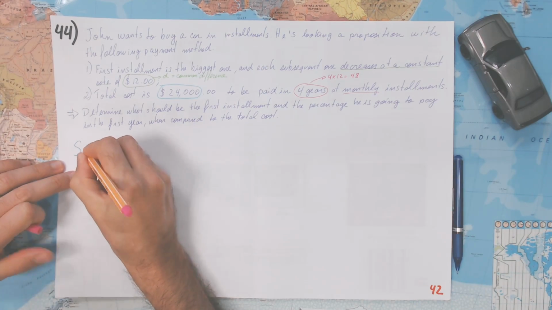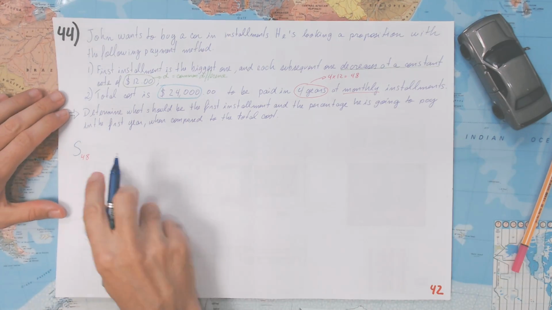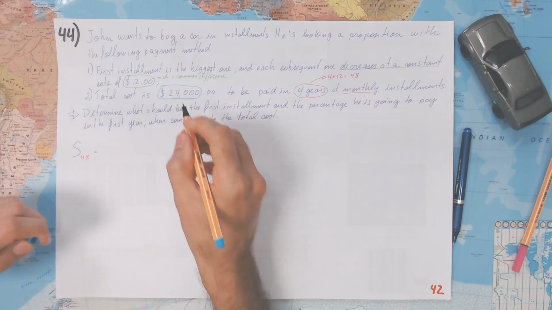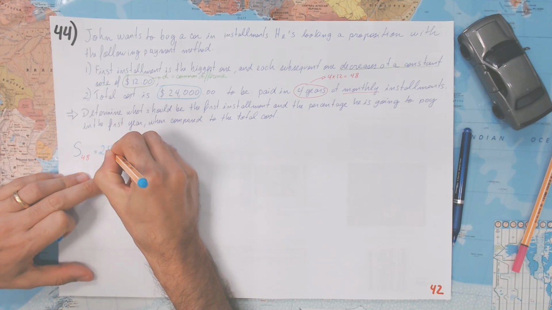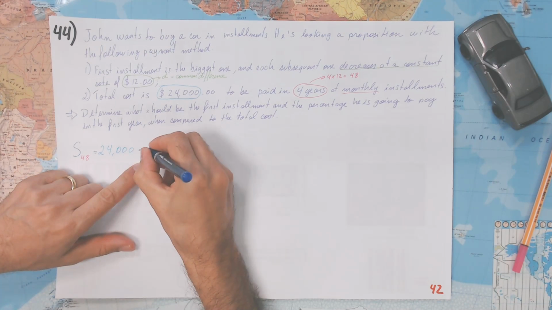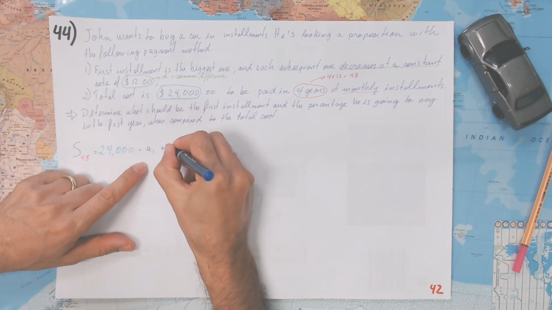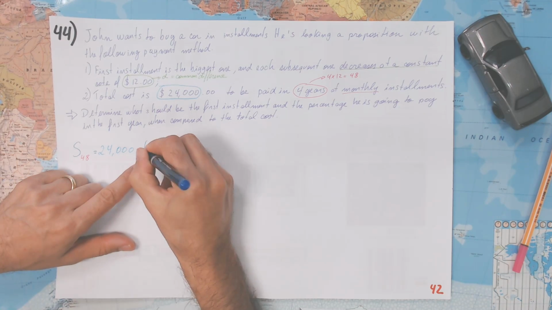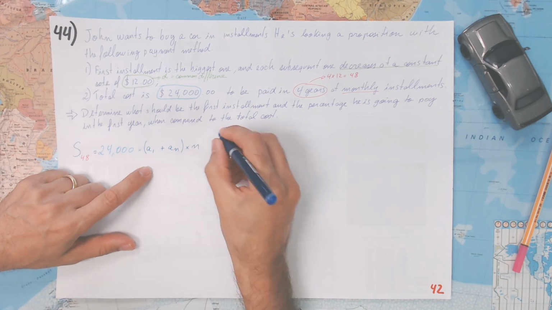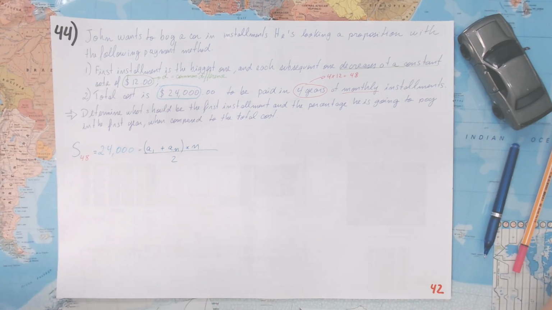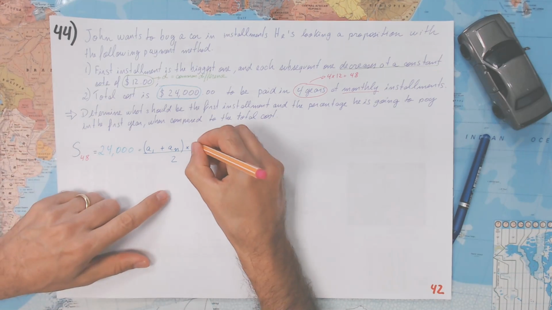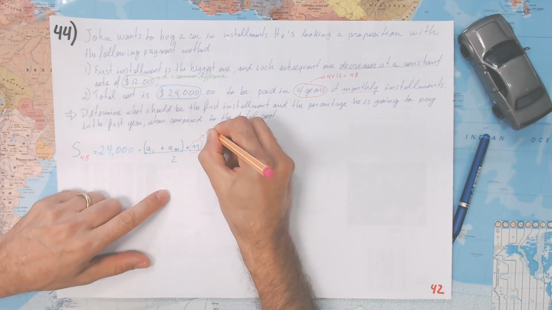So the summation of those 48 terms, which we know is 24,000, is going to be the first term plus the last one, which we don't know yet, multiplied by the number of terms divided by 2. But we know what n is, right? It is just this one. It is 48.